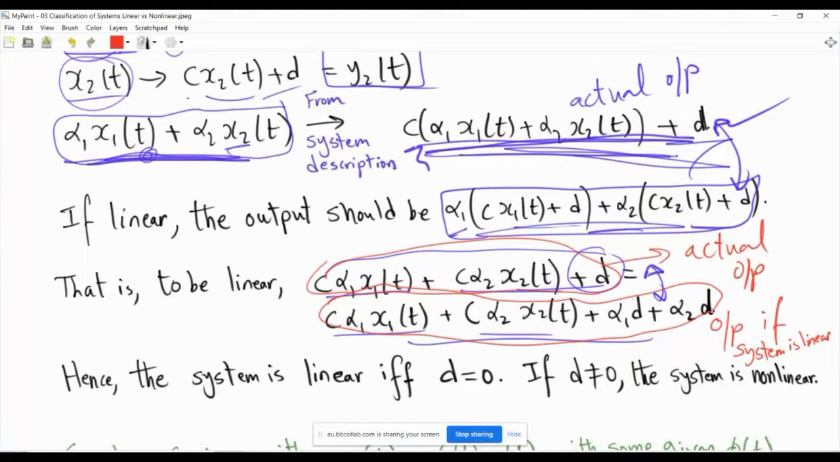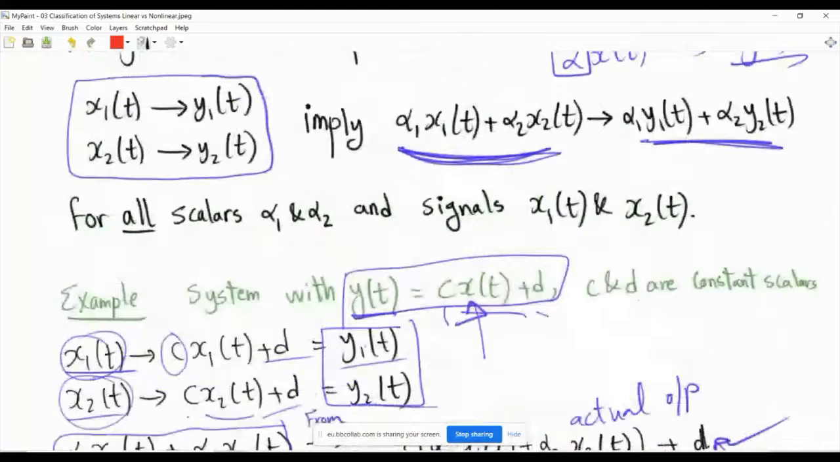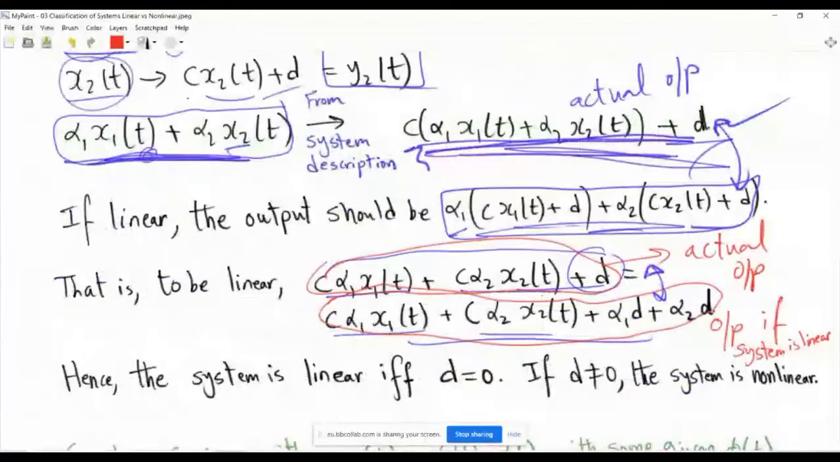By comparing the two, you will find that they are the same if d is 0. If the bias added by the system is 0, then yes, the system is indeed a linear system. But if you have a d, then generally speaking, this term is not equal. So this term here, this plus d, will not be equal to this term here, which is alpha 1 plus alpha 2 times d.